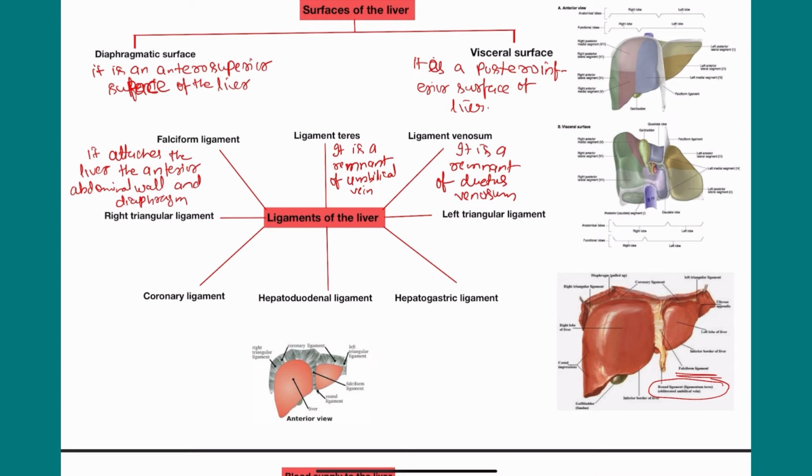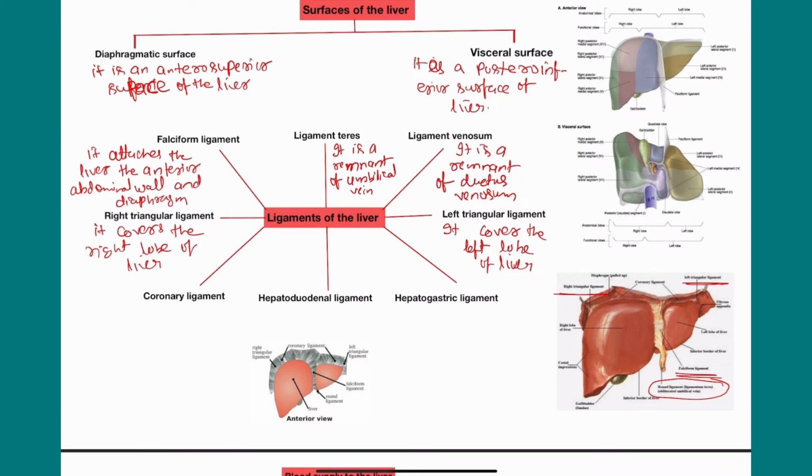So I will highlight this also. This is the right triangular ligament, this is the left triangular ligament, and I will write it like this: the right triangular ligament covers the right lobe of the liver, and the left triangular ligament covers the left lobe of the liver.